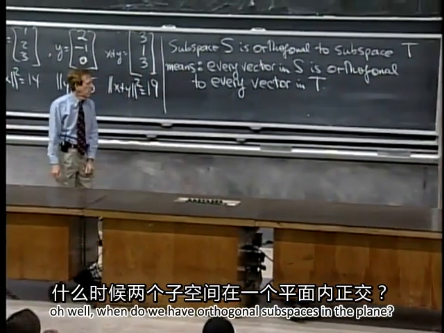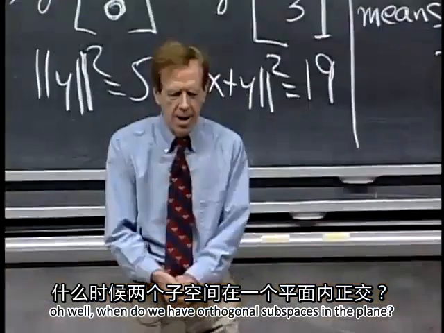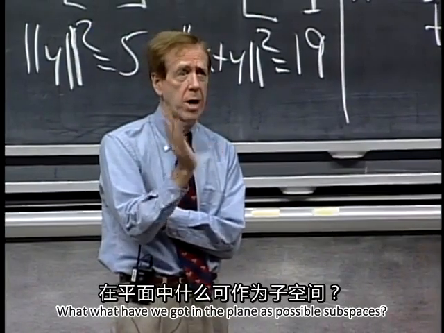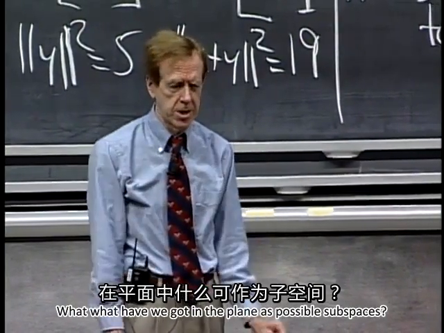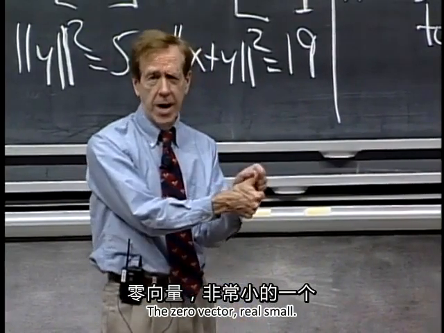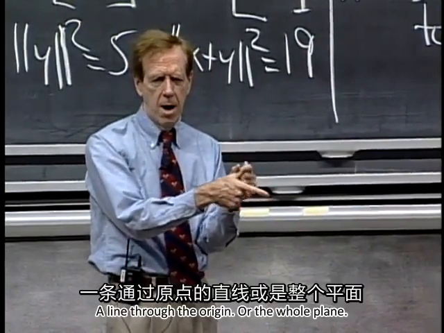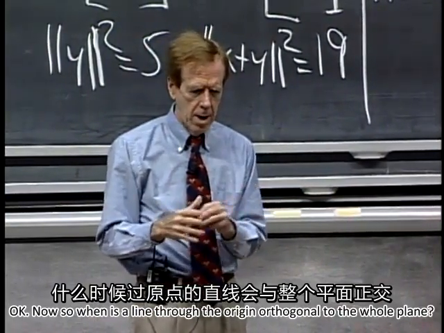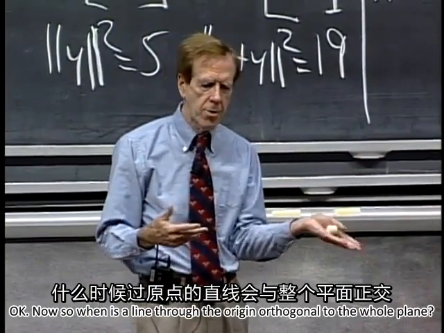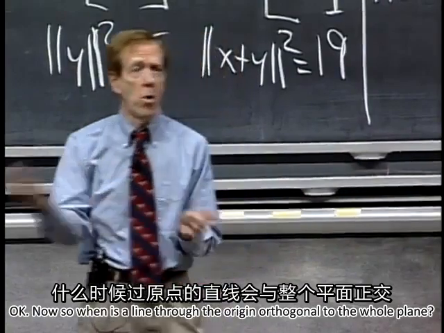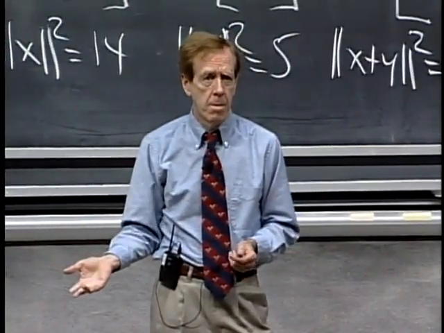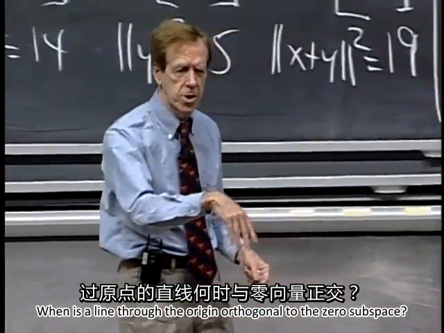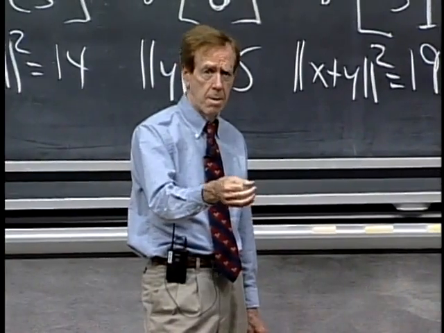Oh, well, when do we have orthogonal subspaces in the plane? Yeah, tell me in the plane. So there aren't that many different subspaces in the plane. What have we got in the plane as possible subspaces? The zero vector, real small, a line through the origin, or the whole plane. Okay. Now, when is a line through the origin orthogonal to the whole plane? Never, right? Never. When is a line through the origin orthogonal to the zero subspace? Always.